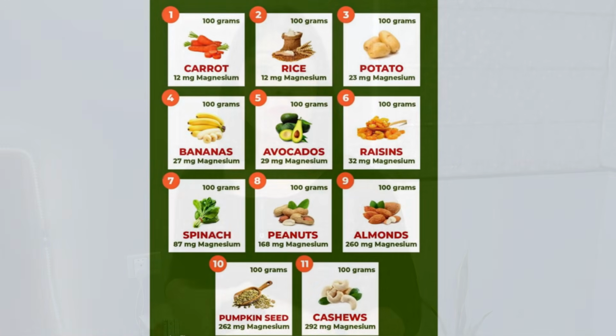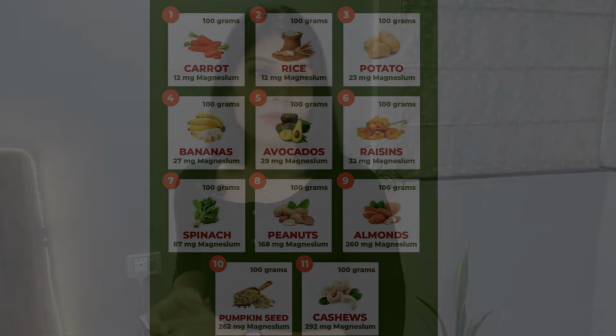Magnesium is a mineral that plays a role in muscle and nerve function as well as energy metabolism. It also has properties that prevent us from developing gallstones. Now, some of the foods that are high in magnesium include leafy greens, nuts and seeds, legumes, and whole grains as well.